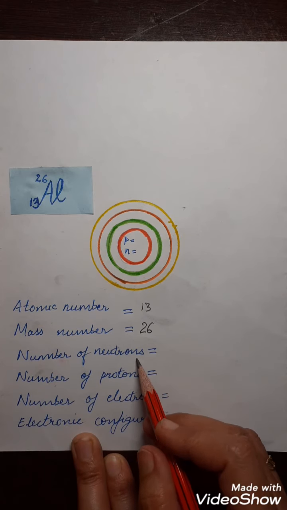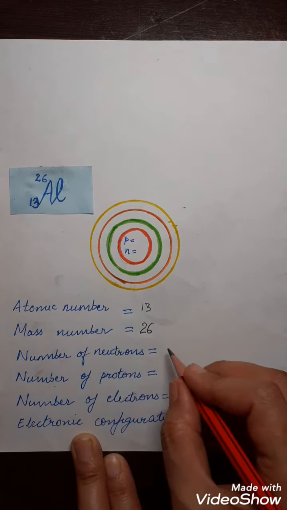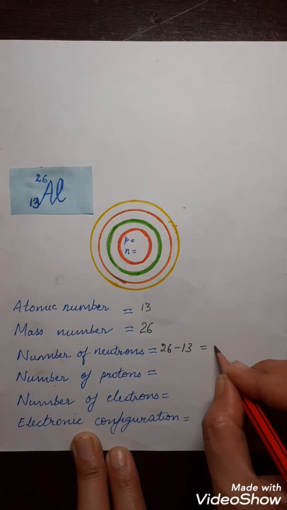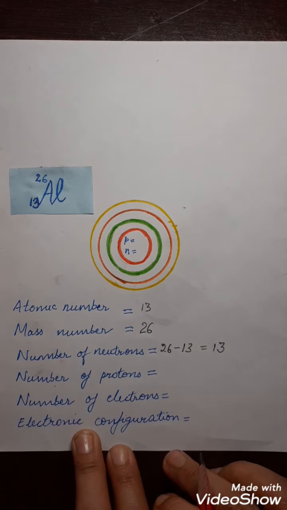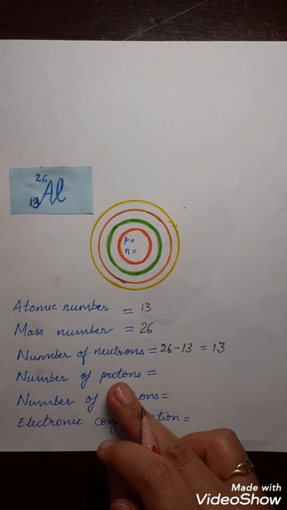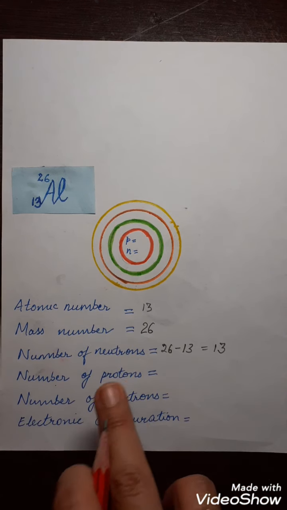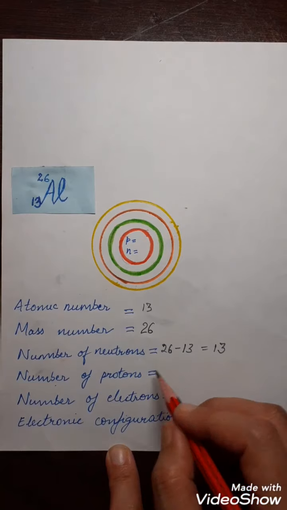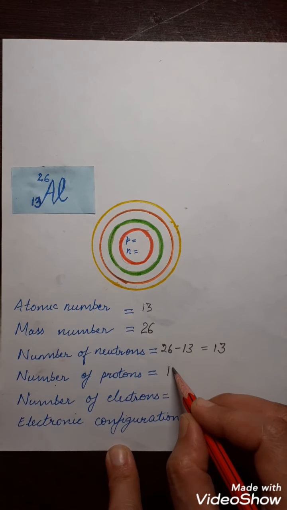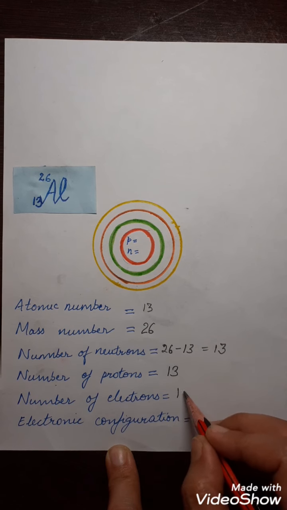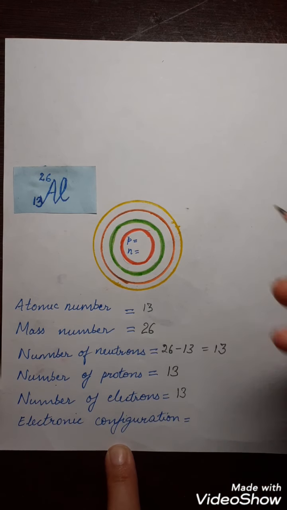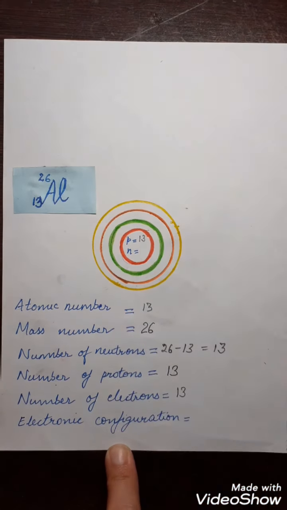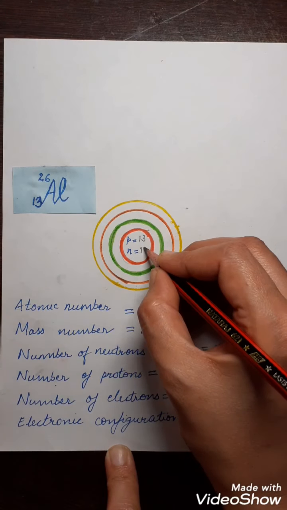Number of neutrons is mass number minus the atomic number. So 26 minus 13. How much? It is 13 neutrons. Atomic number equals number of protons, which is equal to number of electrons for the neutral atom without any charge on it, right? So number of protons equals the atomic number, that is 13. Number of electrons also becomes 13. Okay. Now we will write in the nucleus protons. How many protons? 13. And neutrons also, they are 13.